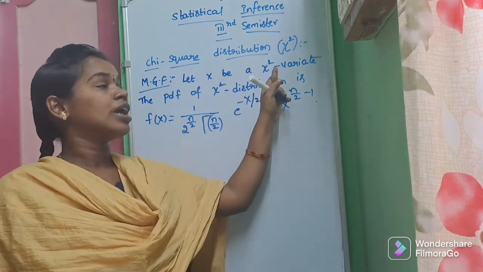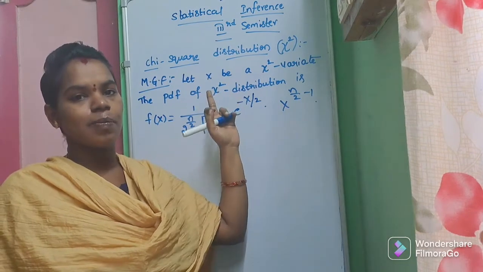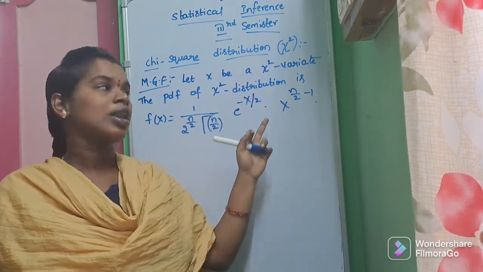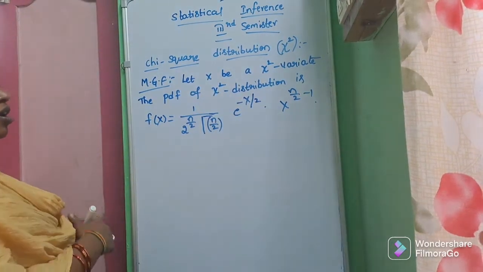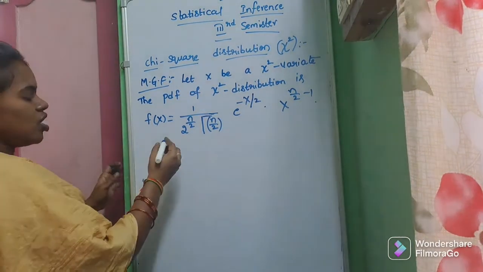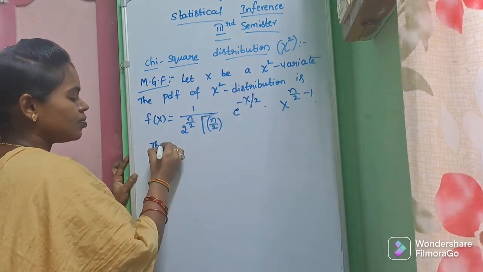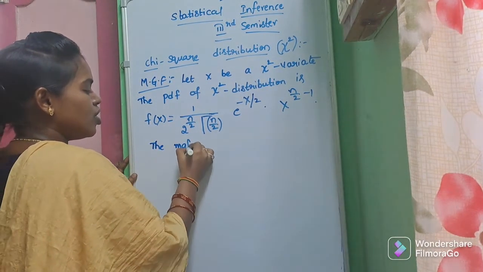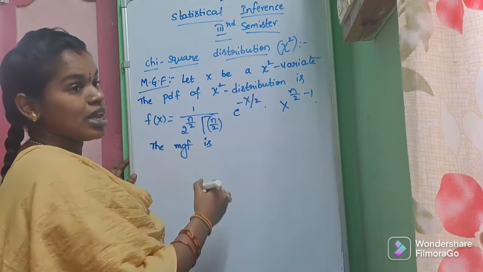But here we take the chi-square variate as capital X, so we can write x power n by 2 minus 1. And the next one, the MGF. We have to find out the moment generating function of the chi-square variate.